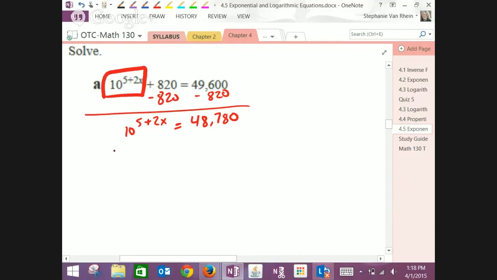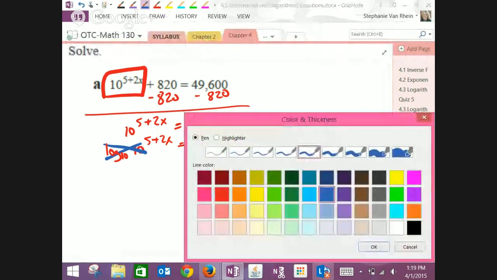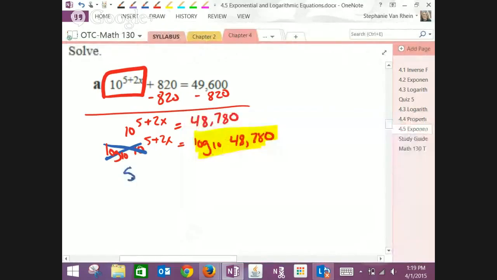Then I really want to get rid of that base 10 on my left-hand side. The easiest way to do that is take log base 10 of 10 to the 5 plus 2x equals log base 10 of 48,780, thank you. This is just a number. Don't be intimidated by this. It's just a number. So what we did here is we got rid of the log base 10 of 10, and we're left with 5 plus 2x equals log base 10 of 48,780.